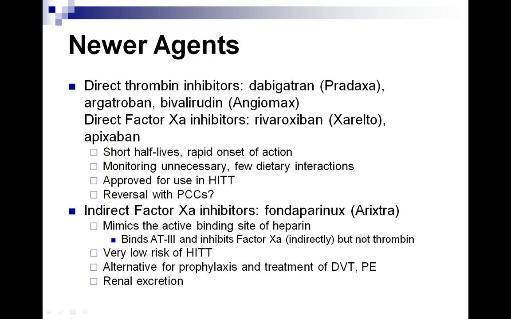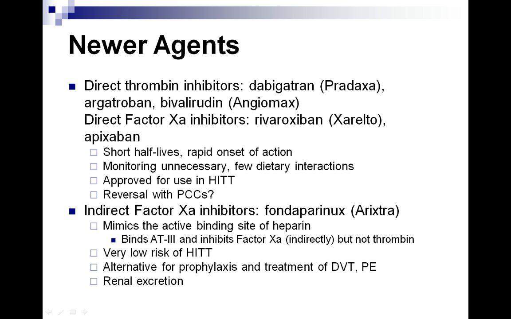There are a number of newer agents that have come out and are continuing to come out. There are direct thrombin inhibitors like Pradaxa, Argatroban, Angiomax. There are direct factor 10A inhibitors like Xarelto and Apixaban. A lot of these drugs have short half-lives. They have rapid onset of action. You don't have to monitor the patient's blood levels. They don't interact with dietary changes. You can use them in patients with HIT. And if you need to reverse them, most people recommend using the PCCs. And so you'll be seeing these drugs occurring more and more as alternatives to Coumadin and some of the other drugs.